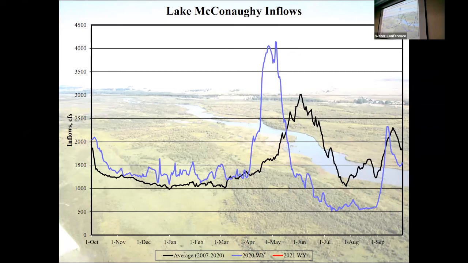And then we got a nice little spill event from Wyoming. That's this spike in inflows here. And as soon as that spill event ended, we were below average for the remainder of the year. That red line is this year's inflows so far. You can see inflows this year have been below average almost every day so far this year.